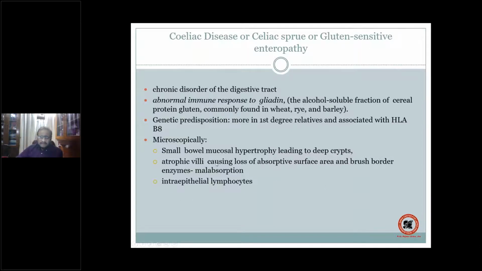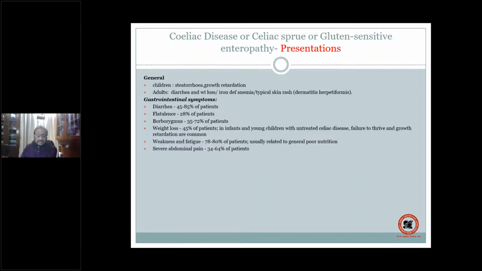Small bowel mucosal changes occur in these patients. They have deeper crypts, the villi have become atrophic, leading to loss of absorptive surface and brush border secretion of enzymes, all leading to malabsorption. Along with this, you have intraepithelial lymphocytes. Usually children present with steatorrhea and growth retardation; in adults, diarrhea and gastrointestinal symptoms are predominant, and these patients keep turning up in your OPD with vague abdominal symptoms until you suspect gluten enteropathy. That's why you only target gluten enteropathy at a very late stage.